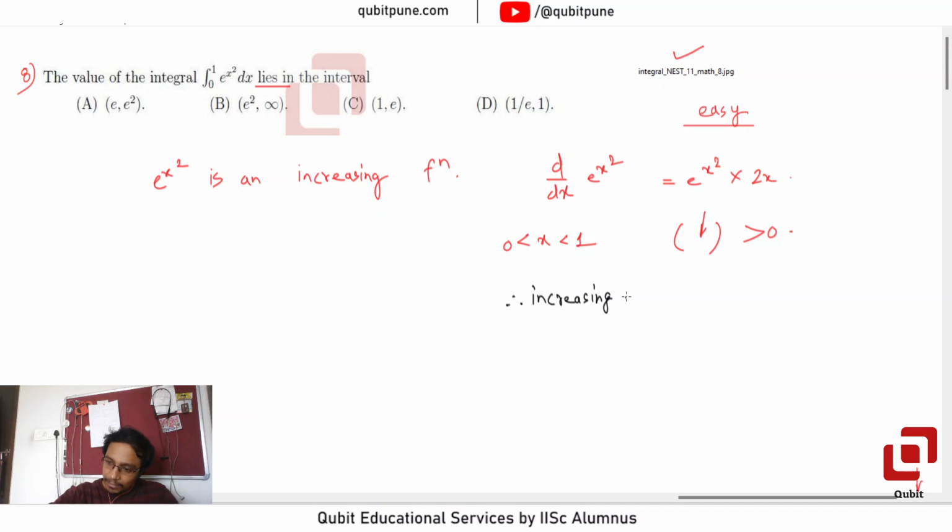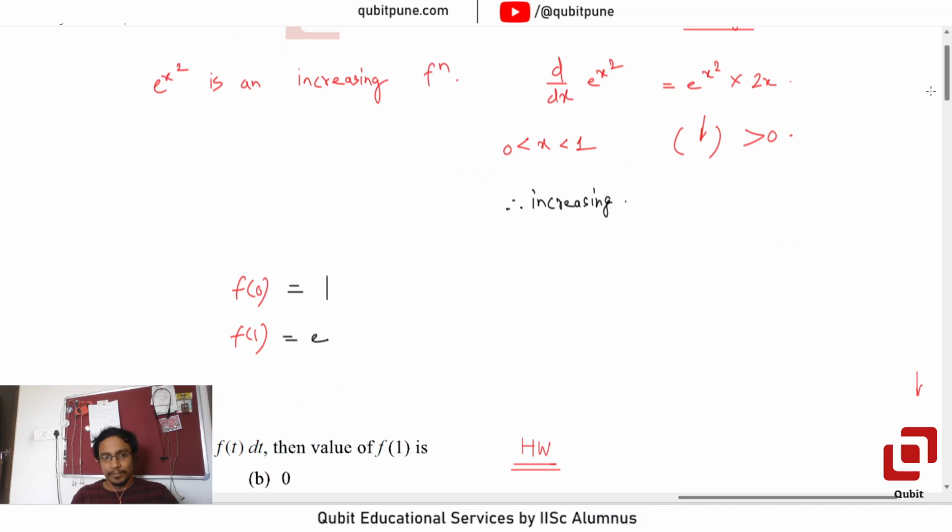Also, mute yourself when not speaking. Okay, so increasing, which means, अच्छा, now let us find out the value of the function at 0. कितना है f of 0? f of 0 is 1, f of 1 is e. ठीक है? See, if we go for the graph, this is 0, this is 1. This is the lower line 1, and this is the upper line. So the graph will be somewhere in between the two.